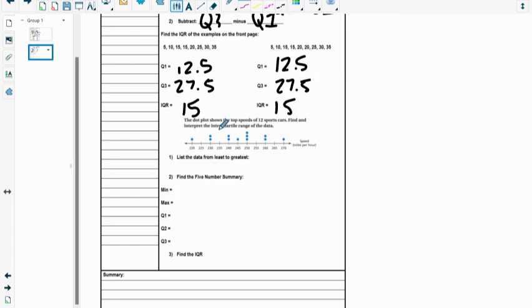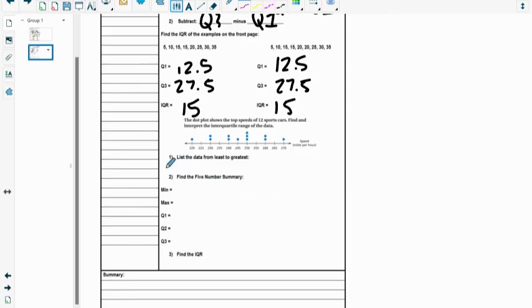I want to show you how to use the dot plot. We're going to cruise through this because I want you to have plenty of time to work on your homework today, because this skill does take a while. But you can make a data list from a dot plot, and I want to show you how to do that real quick. The dot plot shows the top speeds of 12 sports cars. Find and interpret the interquartile range of the data.